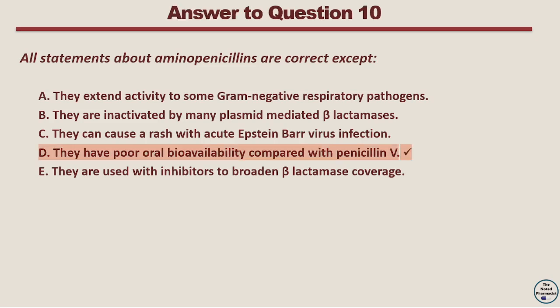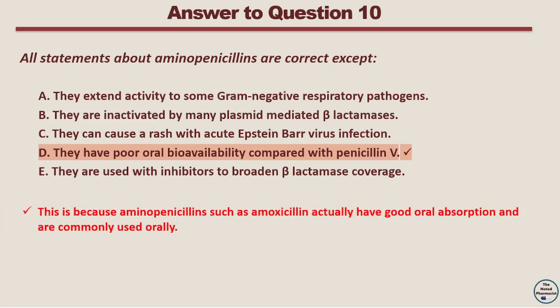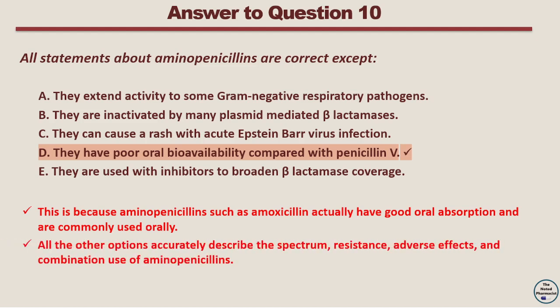The correct answer is option D. They have poor oral bioavailability compared with penicillin V. This is because aminopenicillins such as amoxicillin actually have good oral absorption and are commonly used orally. All the other options accurately describe the spectrum, resistance, adverse effects, and combination use of aminopenicillins.